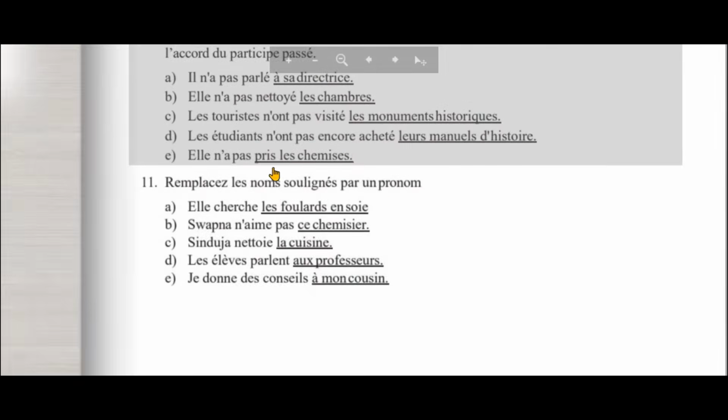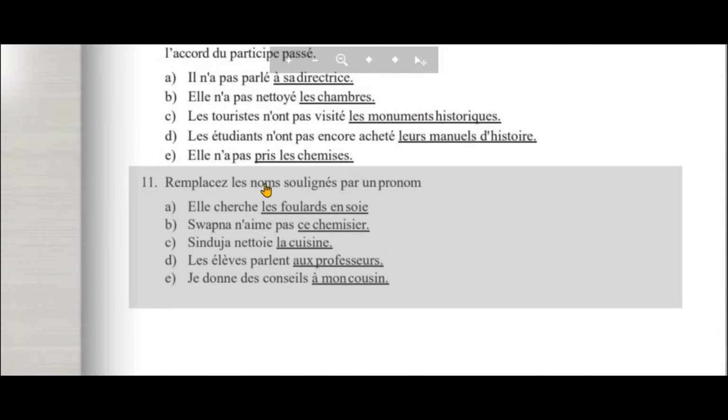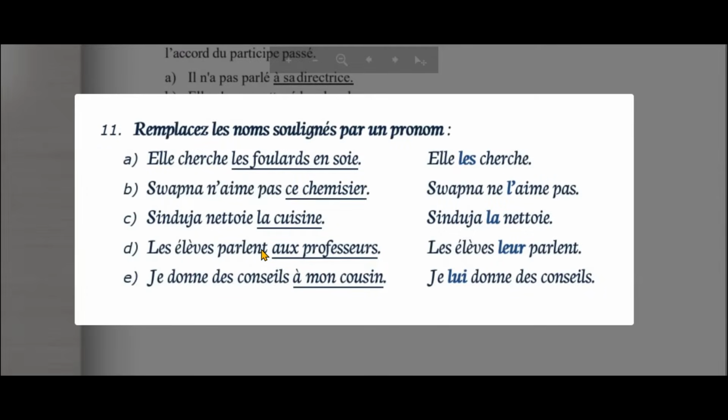Here again, they want you to replace the underlined nouns with a pronoun, all right? So by looking at this itself, you can see the preposition. So to the teachers, to my cousin. So as I told you earlier, if it is to followed by plural, you will have to use leur, meaning to them. If it's to followed by a singular form, here in this case to my cousin, so to him, you're going to make use of lui here, to him or to her. And for the remaining first three sentences, you don't see any preposition, so you will be making use of the direct object pronoun. So let's look at the answers for this one.